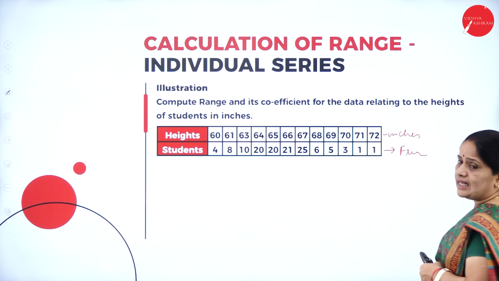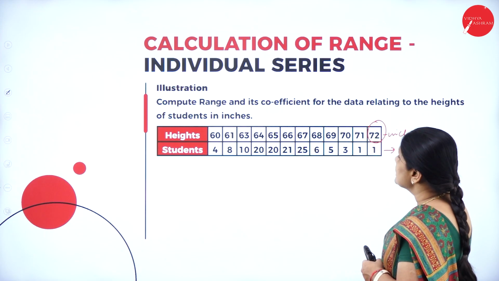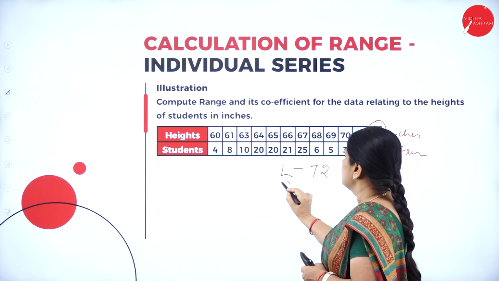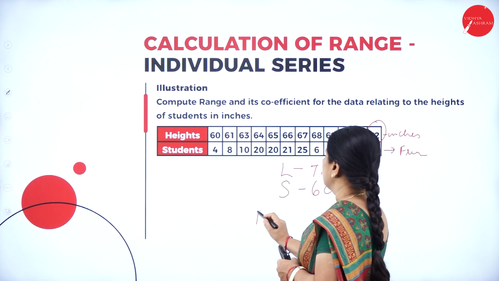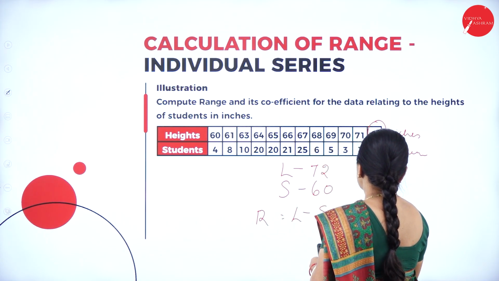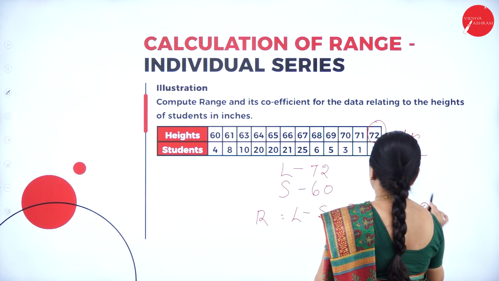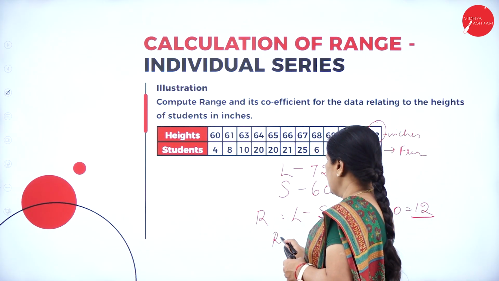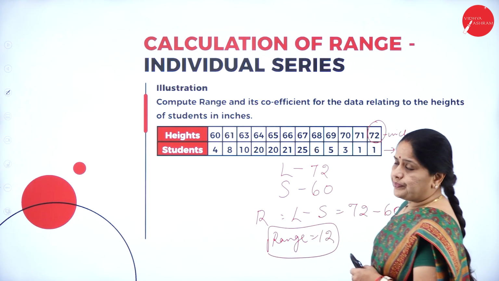Now, how do we find the range here? Very simple. What is the height of the tallest boy of the class? 72. Now, the largest value is 72. The smallest value is 60. Now, the range will be equal to L minus S, that is equal to 72 minus 60, that is equal to 12. So, the range is equal to 12. This is the answer.